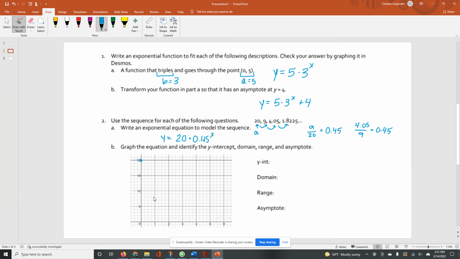Graph the equation, so graph these points that you're given. And they're going to get closer and closer to 0 the further we go to the right, indicating that there is an asymptote at 0. So the y-intercept is 20. It's (0, 20) if you want the point. The domain is negative infinity to infinity because it goes left forever, right forever. The range is from 0 to infinity because there is an asymptote at y equals 0.